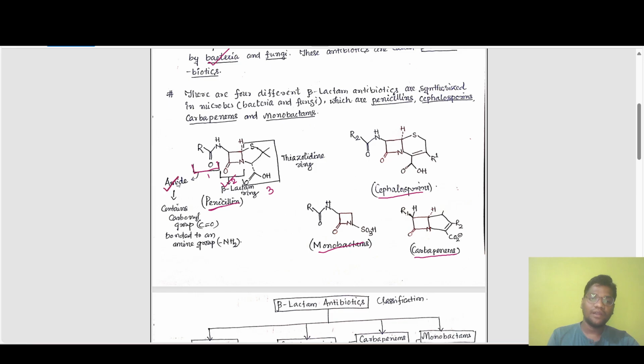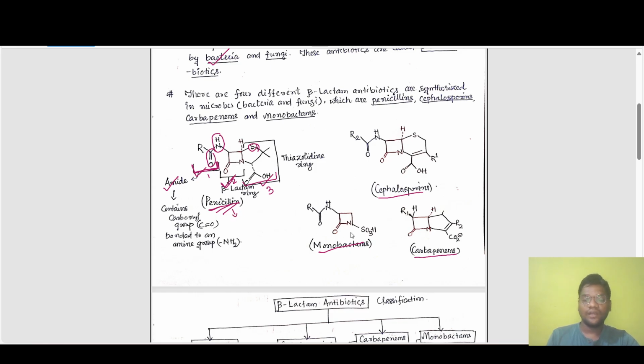One is the amide part. This amide has the keto group, C double bond O, bonded with NH2 here, so altogether this represents the amide group. Another is a sulfur-containing ring, called the thiazolidine ring. So penicillin has three major regions in its chemical structure. The center region is the beta-lactam ring, and the two adjacent regions are the amide part and the thiazolidine ring. Altogether they make one complex structure, the penicillin antibiotic.